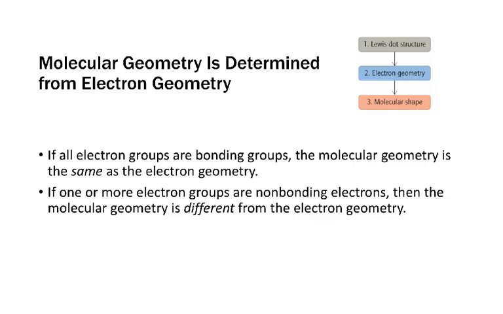And we said if all of the electron groups around a central atom are bonding groups, then the molecular geometry, or the shape of the molecule, is the same as the electron geometry. But if one or more electron groups are non-bonding electrons, that is, there are lone pairs of electrons on the central atom, then the molecular geometry, or the shape, is different from the electron geometry.